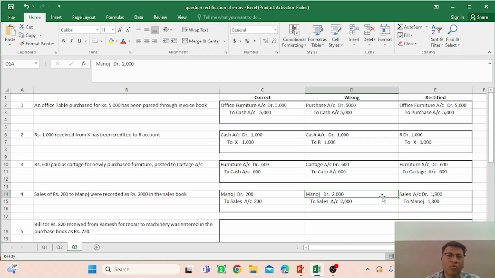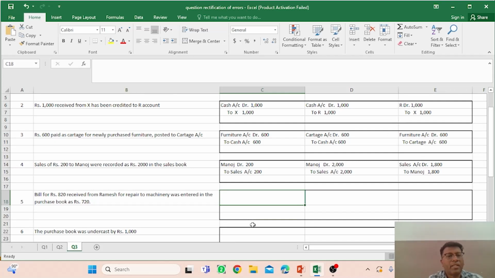So Manoj account was in excess. Okay, you were increasing the balance of Manoj, so you have to correct it by crediting this party in the account. So 1800 rupees should be written over there on the credit side. Okay, so that was the particular correction.